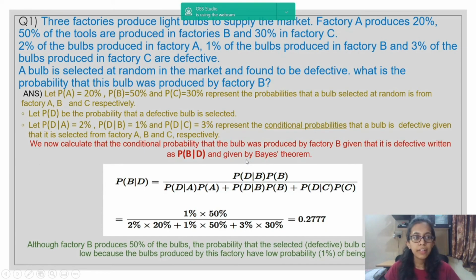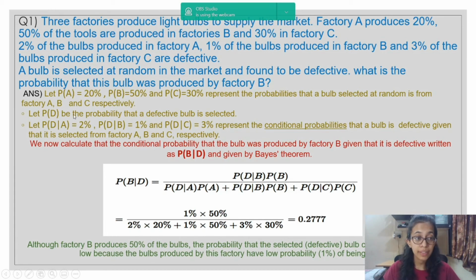Okay, going to the numericals. This is a numerical based on the Bayes theorem. We have three factories which produce light bulbs. Factory A produces 20%, factory B produces 50%, and factory C produces 30%, as we've mentioned here as PA, PB, and PC. Now, 2% of the bulbs produced in factory A, 1% of the bulbs produced in factory B, and 3% of the bulbs produced in factory C are defective.